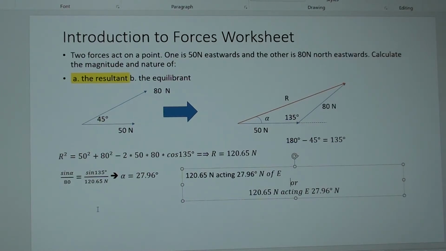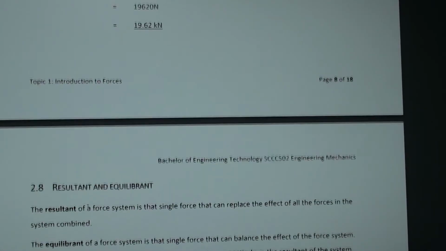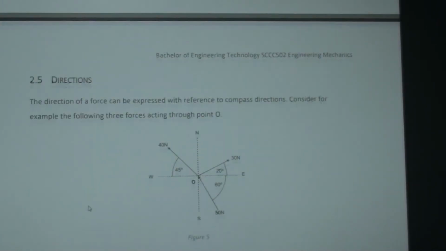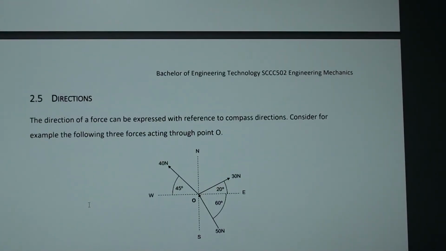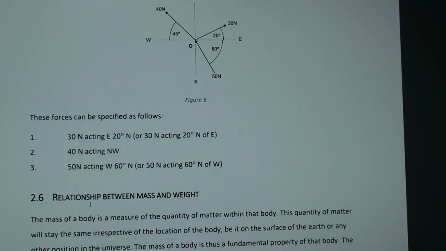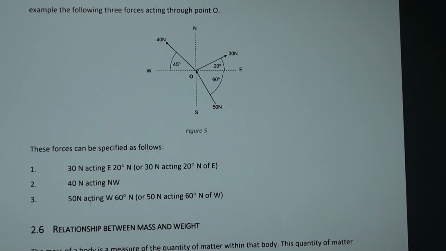If you forgot that, I really recommend you go to your lecture notes, to section 2.5, directions, page 7. So I'll revise you about this. There are two ways to describe the angles and the resultant force. So please go through this section 2.5 directions and you will see this example very clearly.